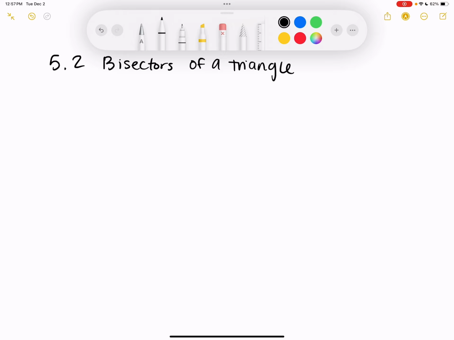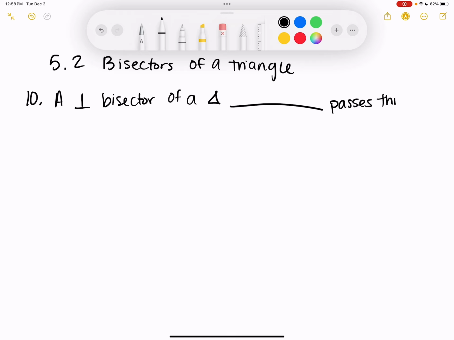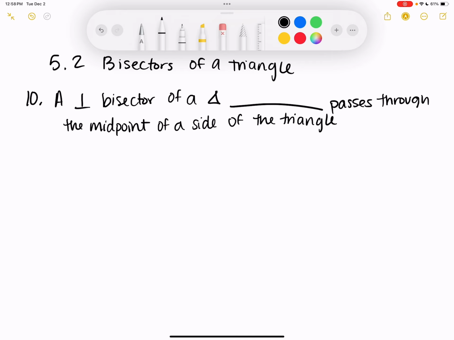So these first problems say complete the statement using always, sometimes, or never. So 10, a perpendicular bisector of a triangle blank passes through the midpoint of a side of the triangle. So is this always true, sometimes true, or never true?